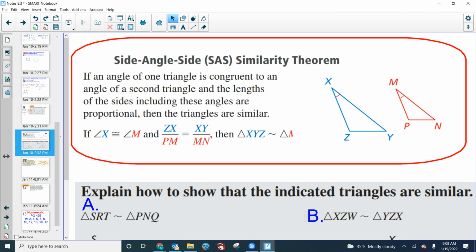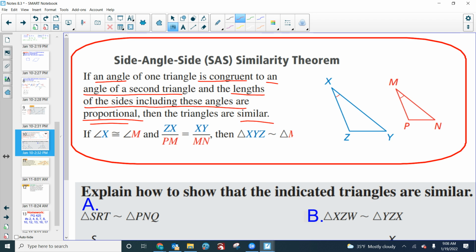So here's the long-winded version. If an angle of one triangle is congruent to an angle of a second triangle and the lengths of the sides are proportional, then the triangles are similar.